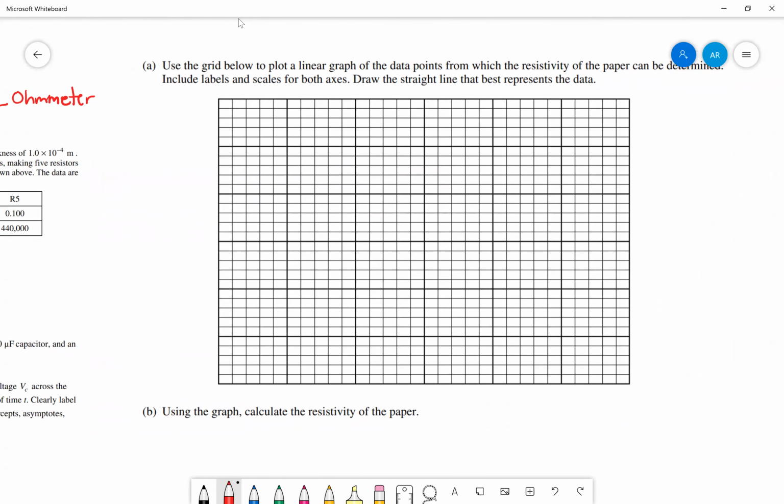Now, this one is a bit different than yesterday's, even though they tried to test the same concept. In the mechanics question, they give you what to graph. They give you the axes and the labels and scales for both axes. Here, you have to create the entire graph. They're asking us to use the grid below to plot a linear graph of the data points from which the resistivity of the paper can be determined. Include labels and scales for both axes and draw the straight line that best represents the data.